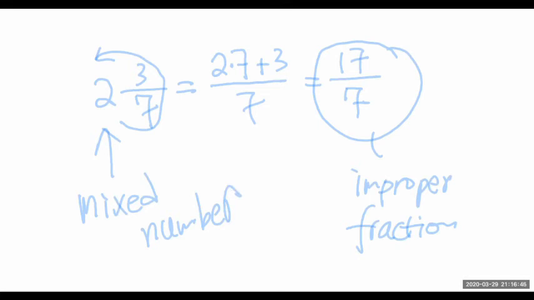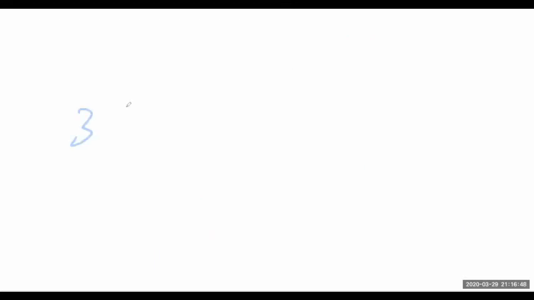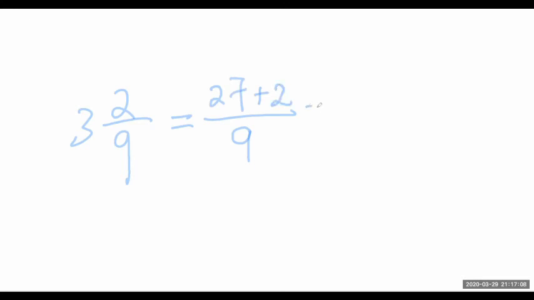Okay, I'll give you another problem. 3, 2, 9. What's that? 4 times this. So for me, 12. 3 times 9 is 27, plus 2. Yeah, 27 plus 2. I get it now. 29 over 9. Okay, good, good job.